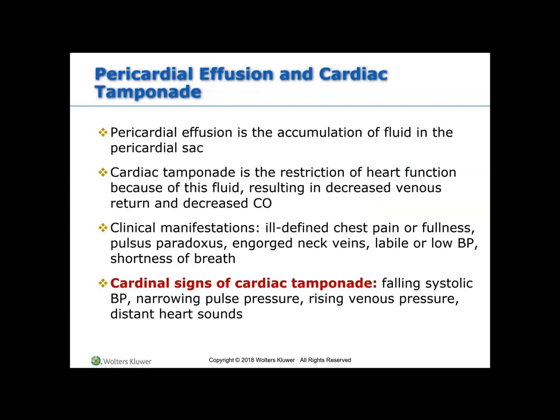Pericardial effusion and cardiac tamponade. Pericardial effusion is the accumulation of fluid in the pericardial sac. Cardiac tamponade is the restriction of heart function because of this fluid, resulting in decreased venous return and decreased cardiac output. Clinical manifestations are ill-defined chest pain or fullness, pulsus paradoxus, engorged neck veins, labile or low blood pressure, and shortness of breath.